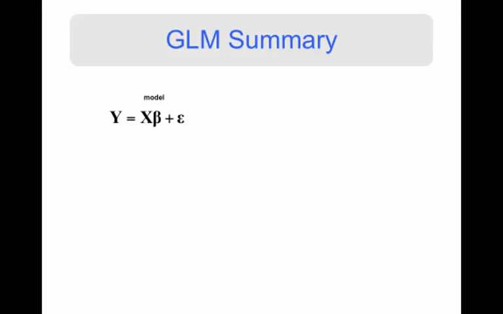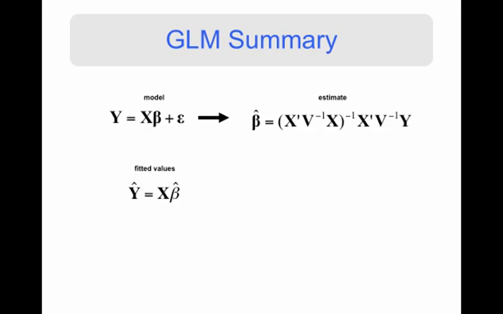So just to summarize, we have a model, y is equal to x beta plus epsilon. We have a way of estimating beta hat, and the best linear unbiased estimator is given by the following. And we also talked about how we can estimate V and beta in an iterative fashion if we don't know V a priori. Now, once we have beta hat, we can get the fitted values.